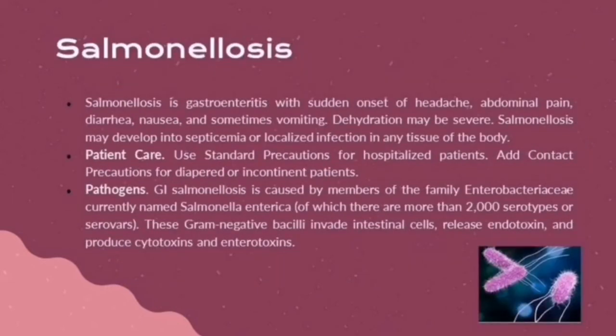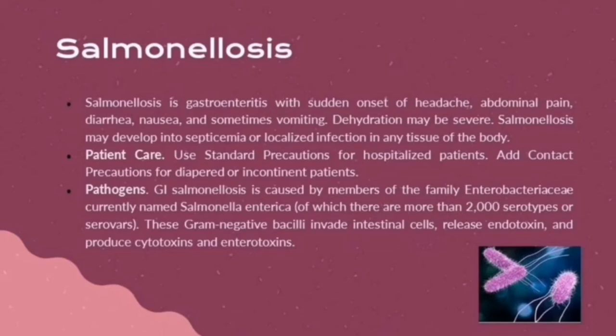Salmonellosis. Salmonellosis is gastroenteritis with sudden onset of headache, abdominal pain, diarrhea, nausea, and sometimes vomiting. Dehydration may be severe. Salmonellosis may develop into septicemia or localized infection in any tissue of the body. Patient care. Use standard precautions for hospitalized patients. Add contact precautions for diapered and incontinent patients.